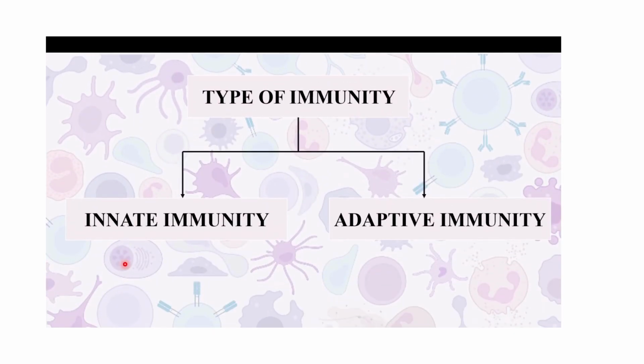So now we know that there are two main types of immunity which we have in our system, our defense mechanism. One is innate immunity, another one is adaptive immunity. Innate immunity is a non-specific and immediate response, and it is present from birth, in contrast to adaptive immunity, which is highly specific, develops over time, and has memory.